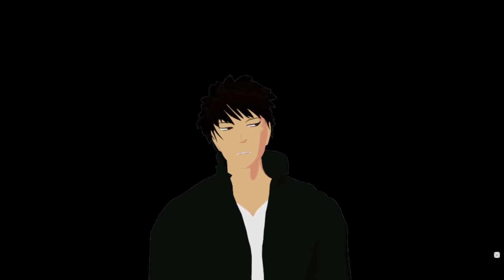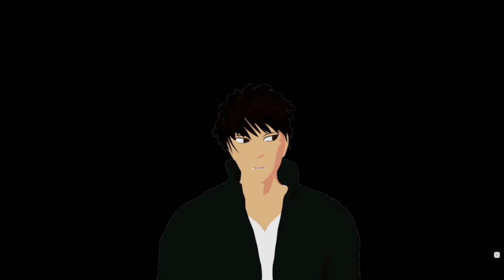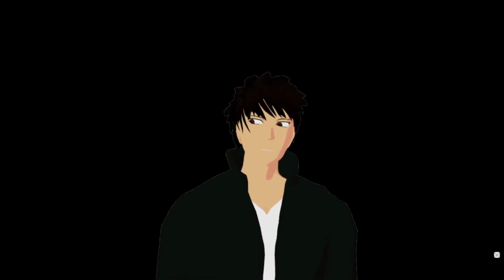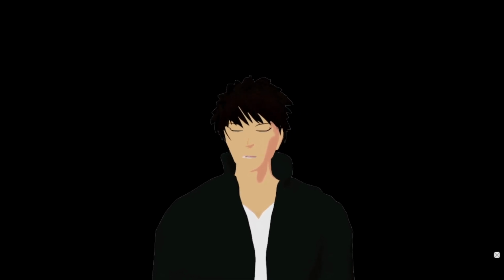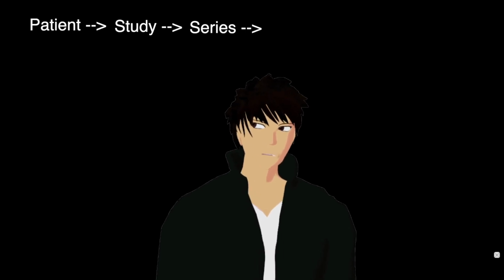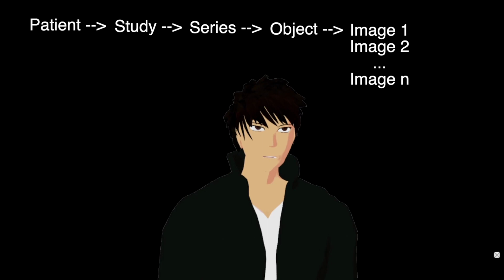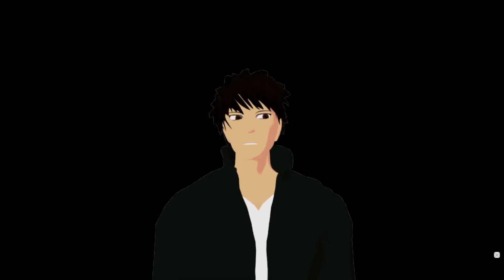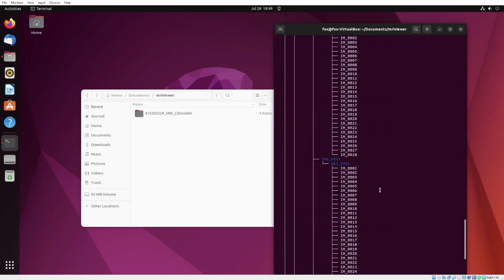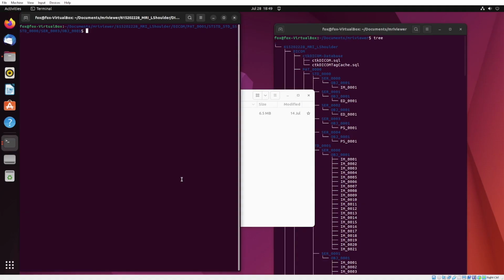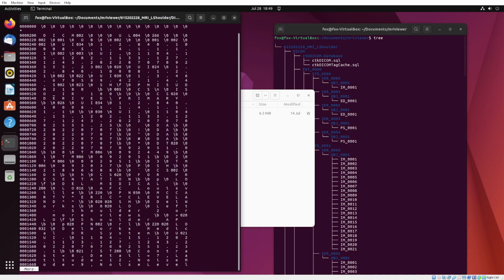I guess the first thing to do is to find an image to look at. DICOMs are organized into a big file structure by patient, study, series, and then objects, and then in those objects are the actual image files. I just use the file tree to pick one at random and then dump the character byte data to the terminal to look at it.